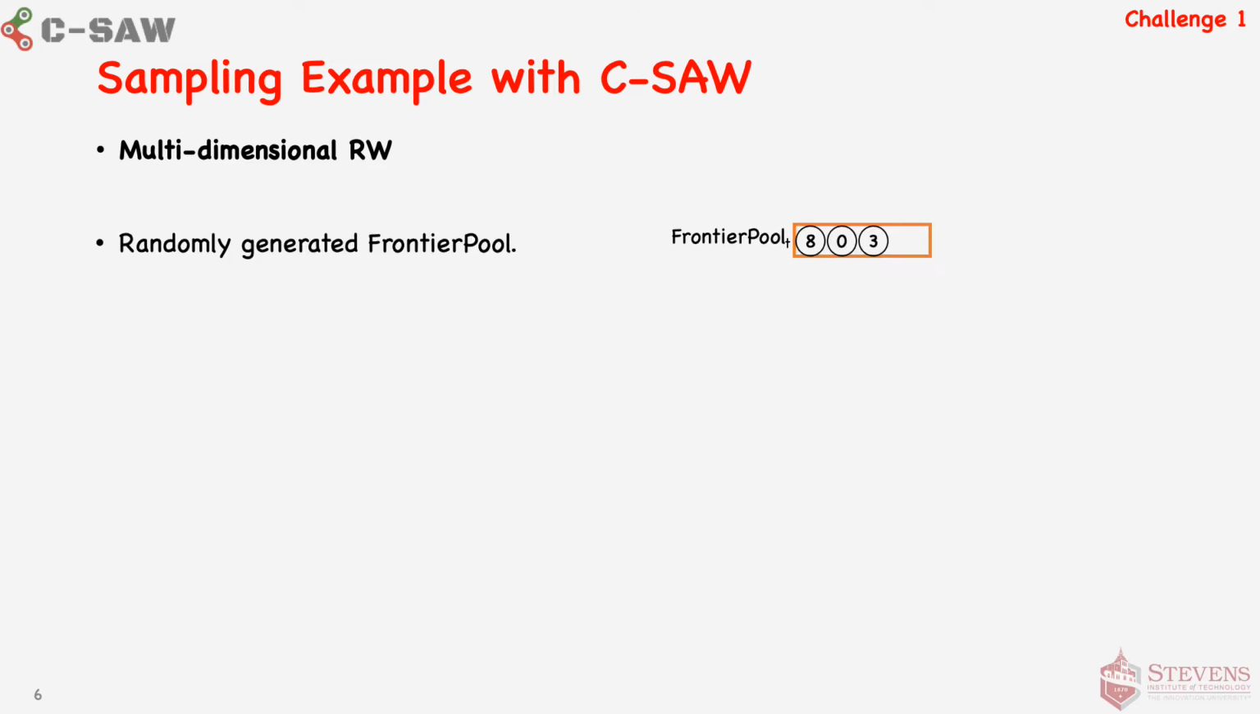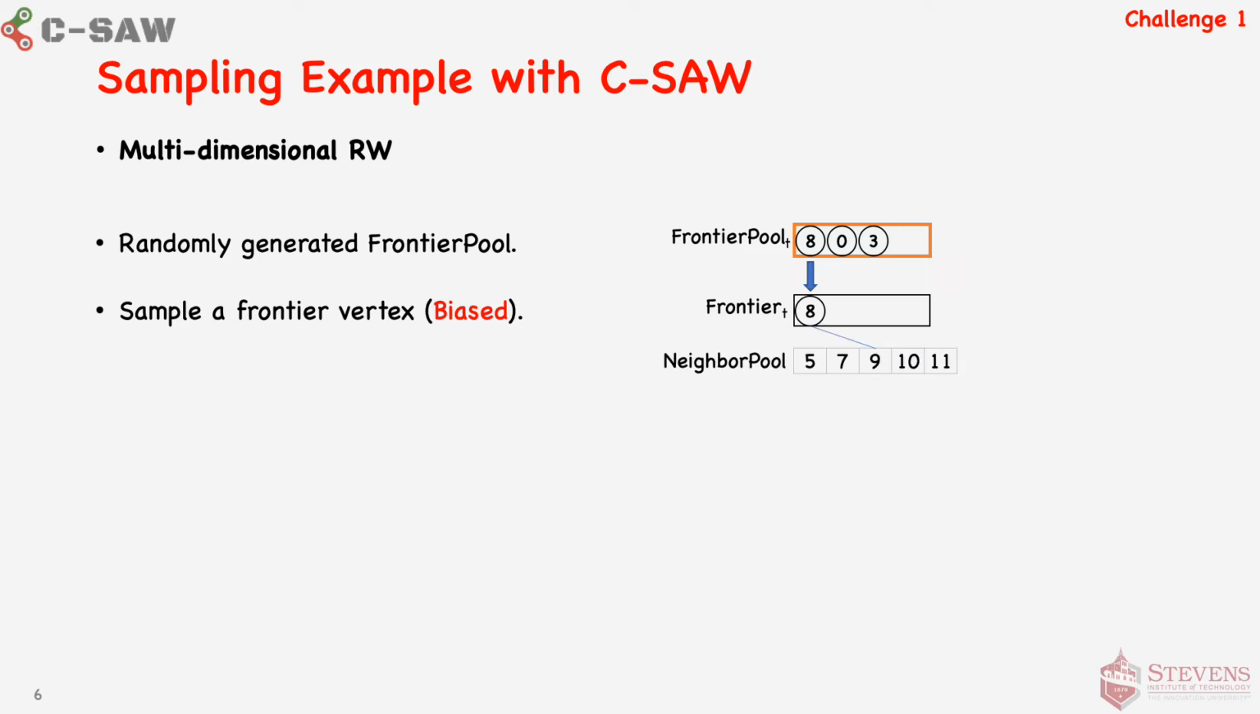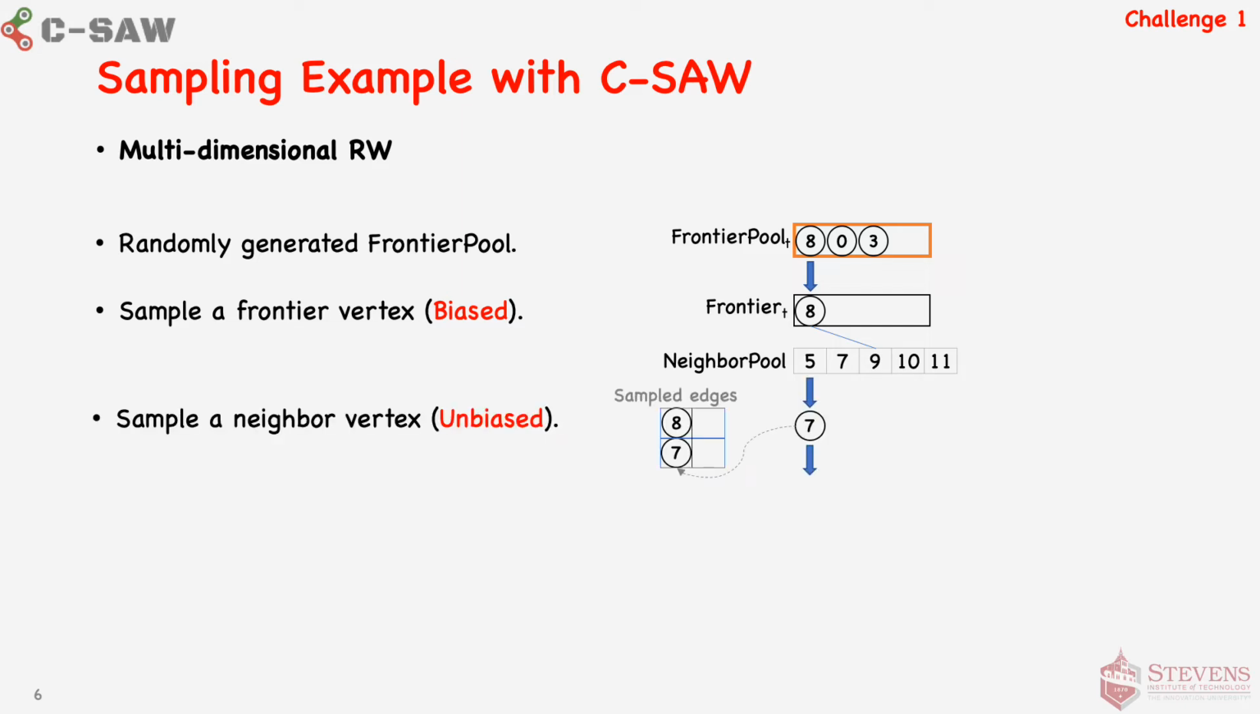This random walk starts with a randomly generated frontier set, or a frontier pool. Here we have vertex 8, 0 and 3 in the frontier pool. First, we sample a frontier vertex with vertex degree as a bias, and here the sampled frontier is vertex 8. Next, we need to gather the neighbors of vertex 8 and sample one of the neighbors with equal probability, or unbiased selection. The sampled neighbor is 7, which is also added to the sample edge list.